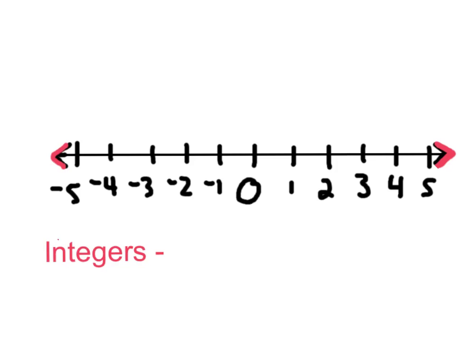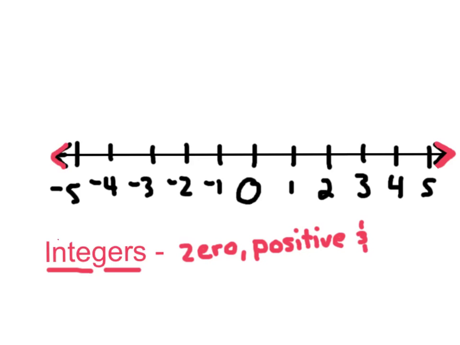So integers, when we talk about integers, we can say that it includes 0, our positive or counting numbers, natural numbers, and our negative values as well. We also begin to look at what the definition of opposites are.